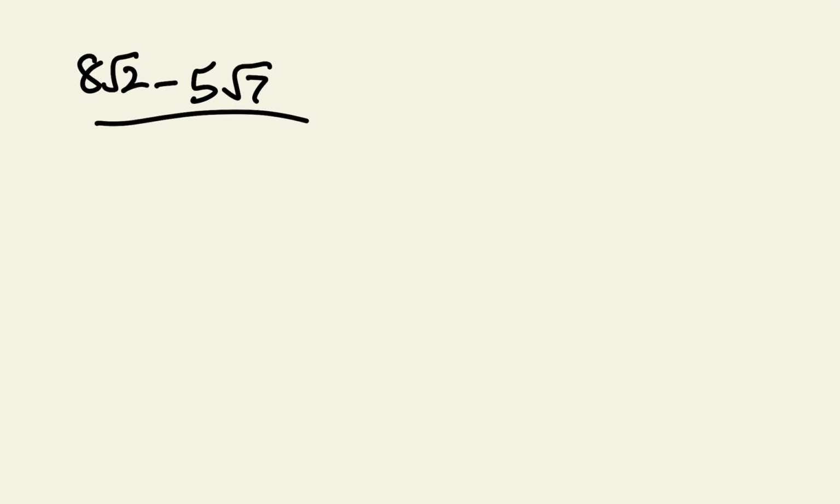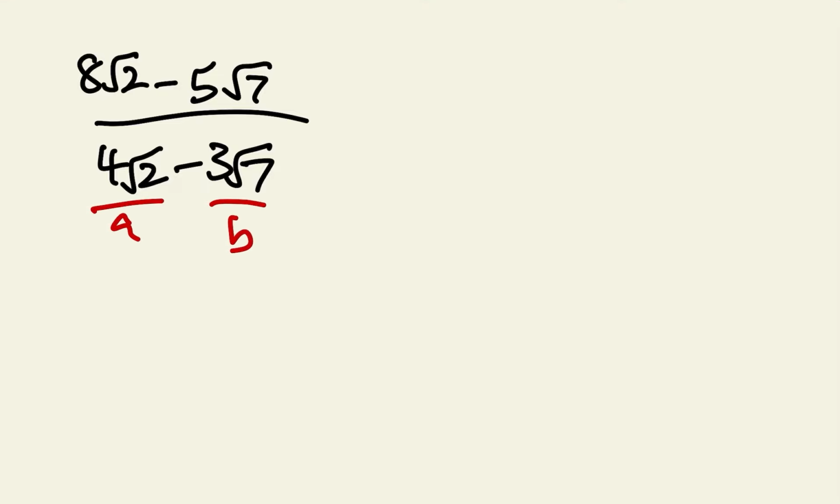This one is a more complex one. Now instead of just having our surd in the denominator, we have a surd in the numerator. Actually that doesn't really matter at all. Just focus on the denominator. Over here we can use our identity again to help us out. We just need to multiply the numerator and denominator by 4 square root 2 plus 3 square root 7.